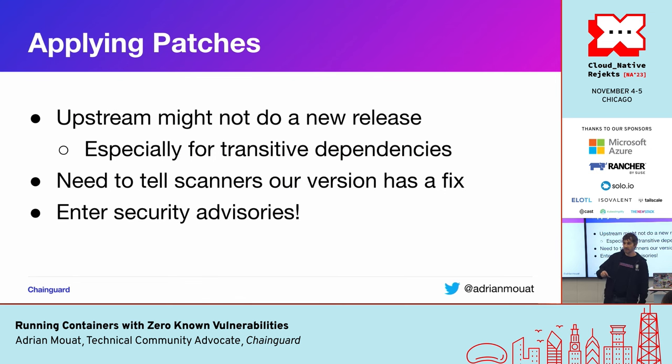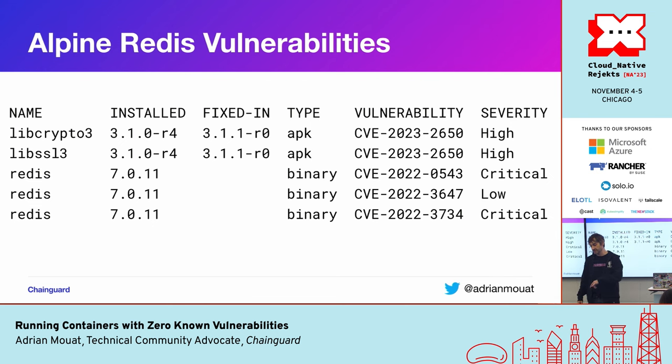So we need a way to tell the vulnerability scanners, we are running version 2.0.2, but in Wolfi we've addressed this vulnerability. The way you do that is through something called a security advisory. To explain this, I'm going to take this report. This is running Grype on an Alpine Redis image from months ago, I can't remember how many months. This was the result from the Grype scan. At the same time, if I ran the Grype scan on the Chainguard image, you got zero vulnerabilities. I'm going to explain why that is, with particular relevance to this critical vulnerability, 0543.